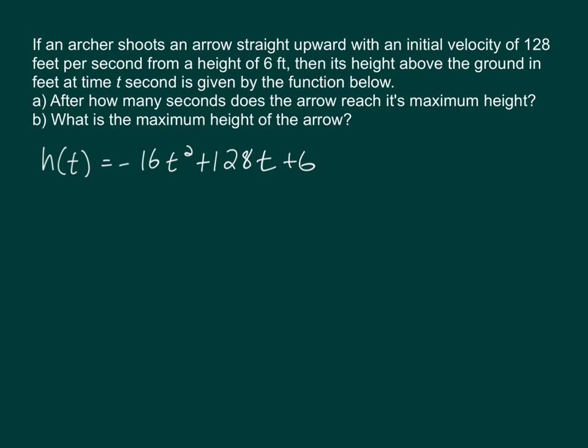If an archer shoots an arrow straight upward with an initial velocity of 128 feet per second from a height of 6 feet, then its height above the ground in feet at the time t seconds is given by the function below. Here's the function. And we're going to use this function to answer 2 questions about this arrow. After how many seconds does the arrow reach its maximum height? And what is the maximum height of the arrow?